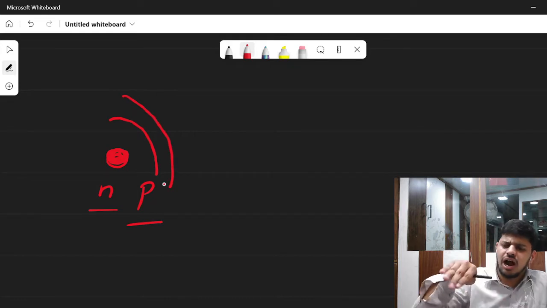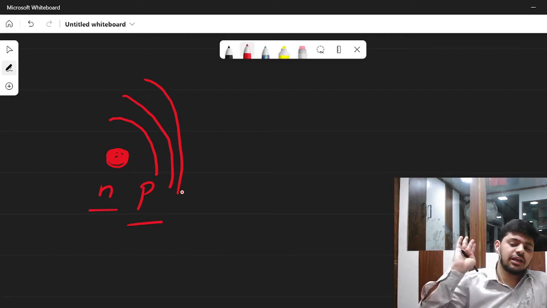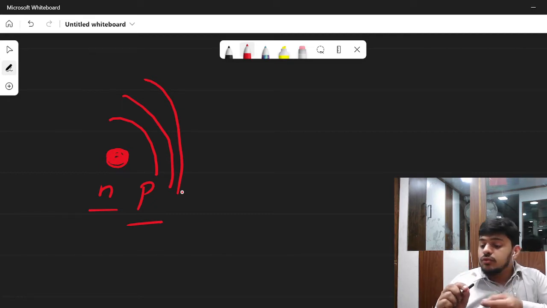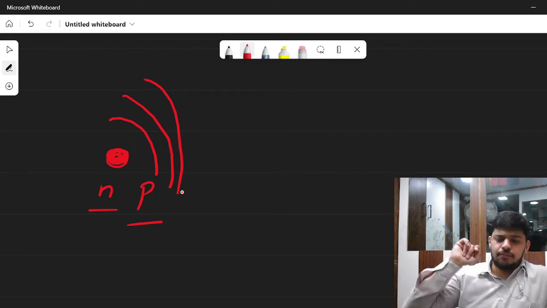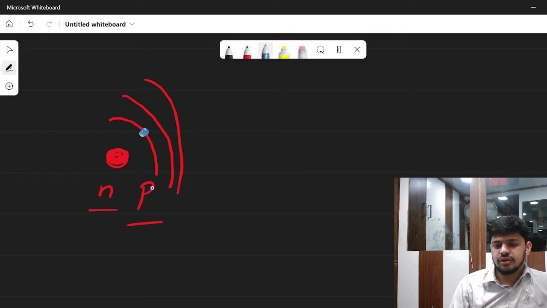I am making just a half part of that. These are the shells in which the electrons are revolving around the nucleus inside the atom. Okay, the one thing which I can say, you tell me, for example, the electron is here. Okay, electron is here.